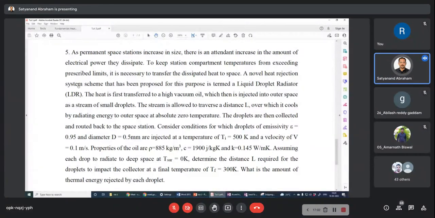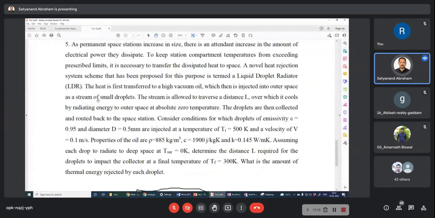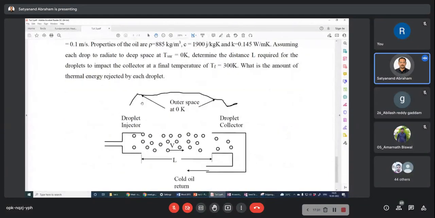A novel heat rejection scheme that has been proposed for this purpose is termed the liquid droplet radiator. What it actually does is that the heat from the electronic component is first transferred to a high vacuum oil. The oil is then injected into outer space as a stream of small droplets. Here you can see the droplets.